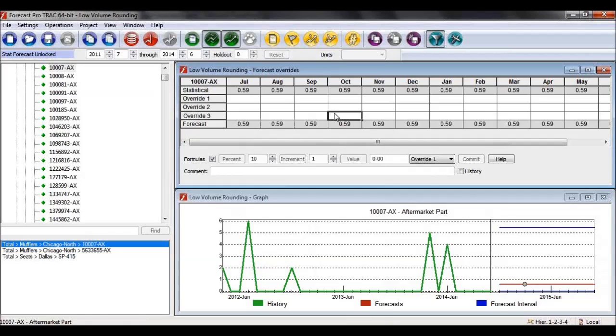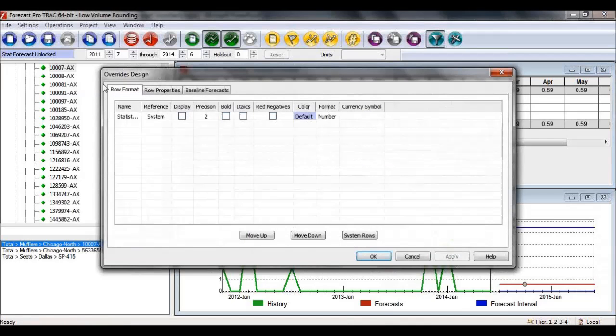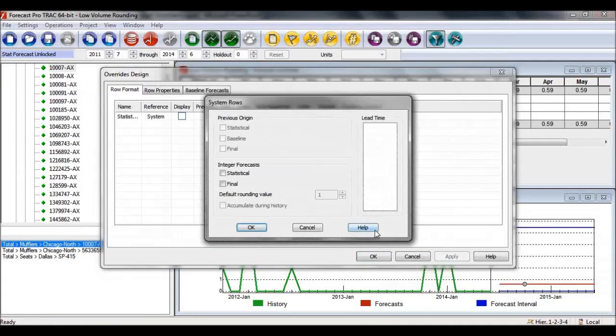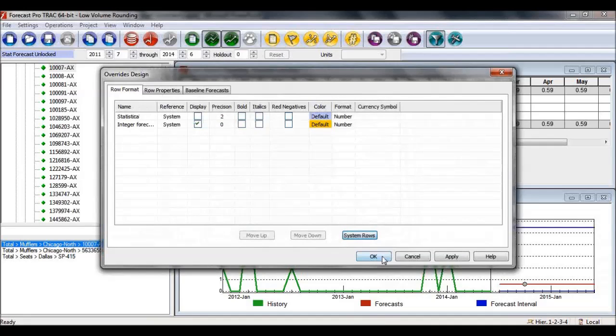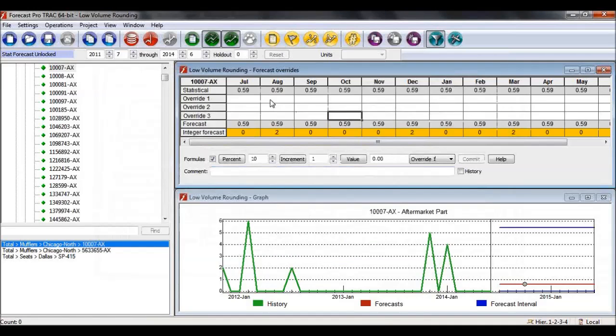And I'm going to go ahead and right-click on the overrides and bring up how we do this in the new version of the software. We've added these new system rows where we can actually show these rounded integer forecasts. I'm going to turn on the final row, and I'm going to check this off just to show you what it would look like. What this is going to do is it's going to create a new row in our data. And this row is going to show us a rounded number. It's going to be an accumulation of your forecast.